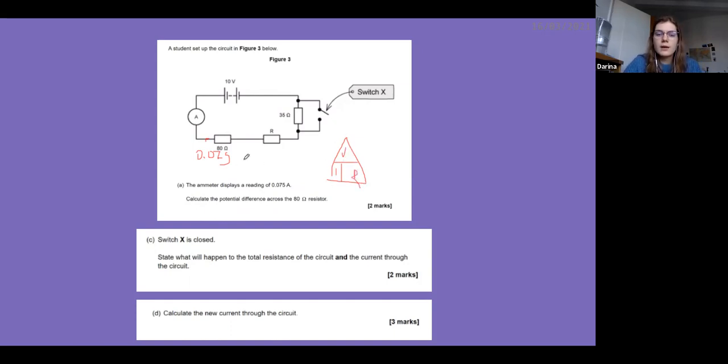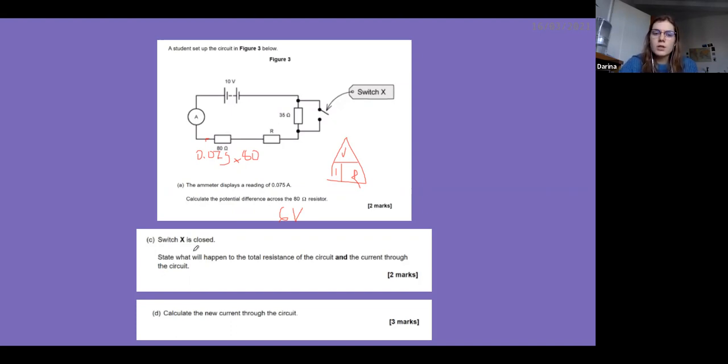So this time, VIR, just as always, we're finding the potential difference. So we're doing current times resistance, so that number times 80. The correct answer to this question would be 6 volts across this resistor. So that means that the remaining 4 volts must be split across the remaining 2 resistors. We could then, if the question asked us to, calculate the resistance of those, but it doesn't. So let's have a quick look at question C.